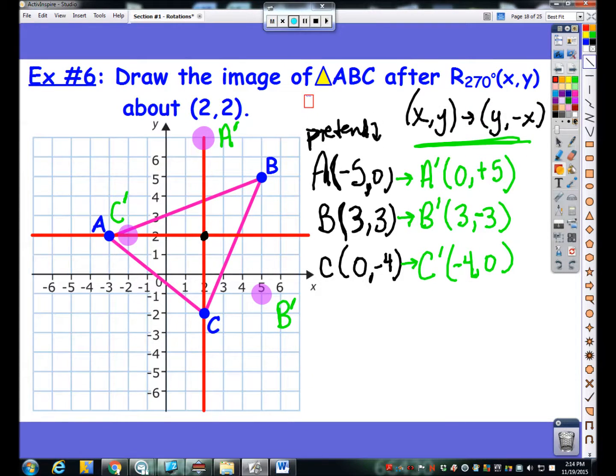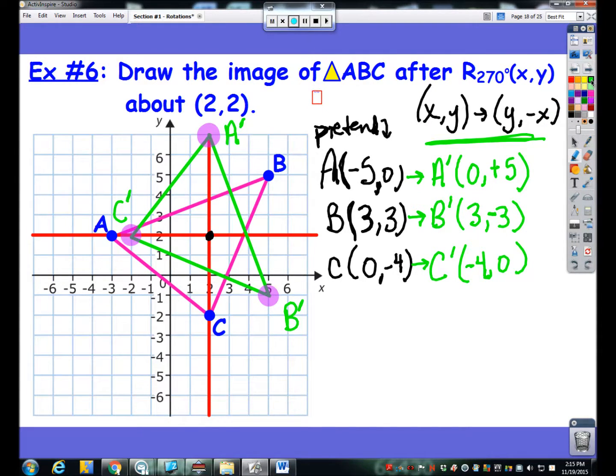Now, last but not least, we need to connect the dots. So A prime down to B prime over to C prime, and C prime back up to A prime. And so now there fully is our image triangle, triangle A prime, B prime, C prime. Now, this is just one way of doing this particular problem, if you have to rotate not around 0, 0. The other method involves slopes, and we'll discuss those in the next 2 examples.